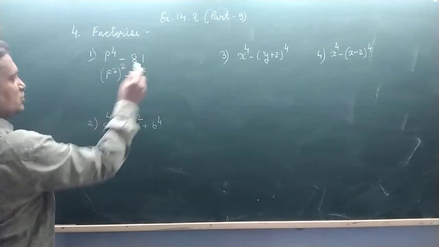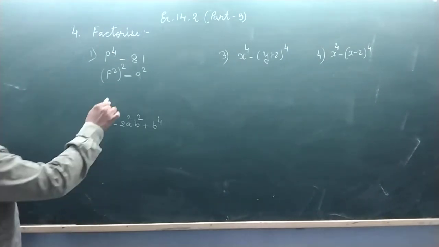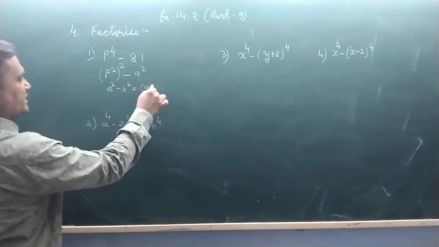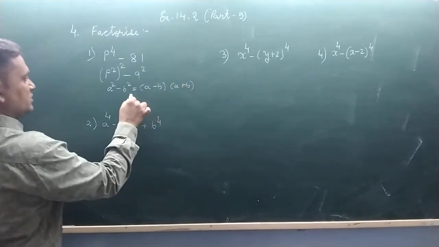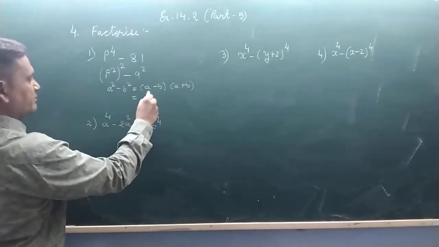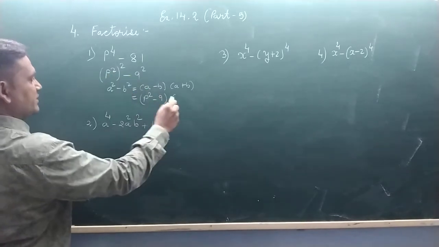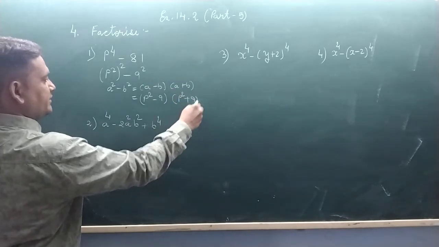So 9 power 2. Okay, now this is a square minus b square. This is given as a square minus b square, so we will write as a minus b and a plus b. So a means p square, b means 9, again a means p square, this is plus, b means 9.